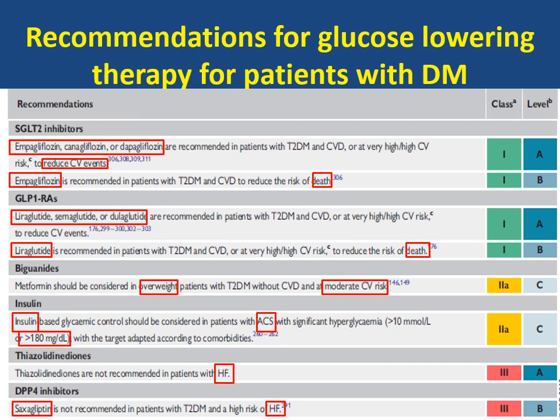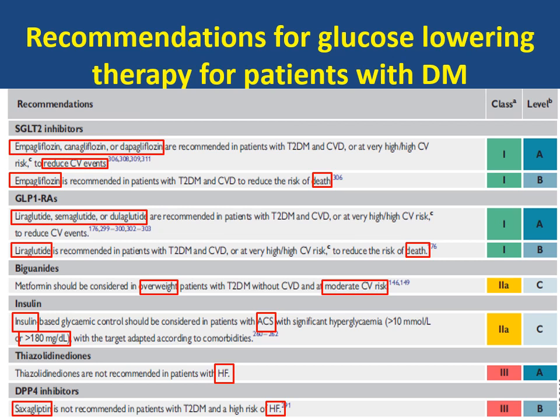Empagliflozin, canagliflozin, or dapagliflozin are recommended in patients with type 2 diabetes and cardiovascular disease or at very high or high cardiovascular risk to reduce cardiovascular events, while empagliflozin is recommended in patients with type 2 diabetes and established cardiovascular disease to reduce mortality.